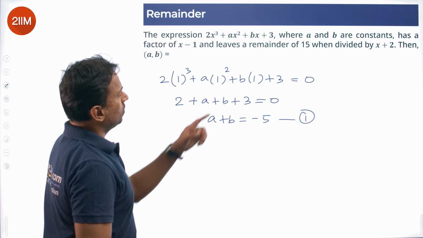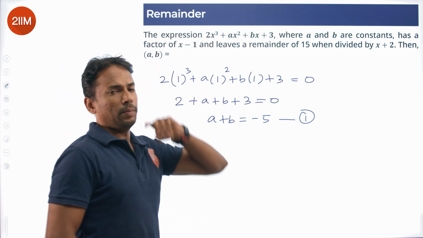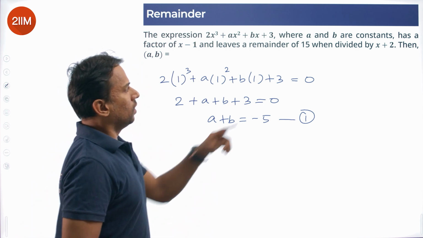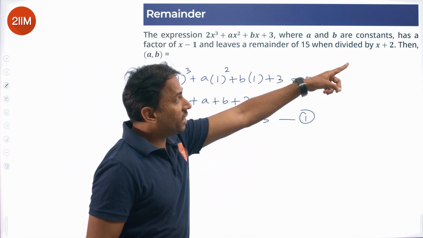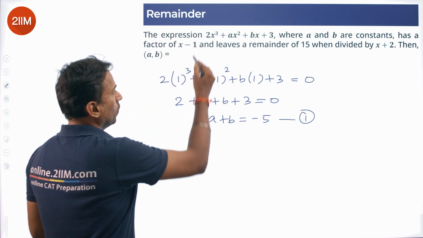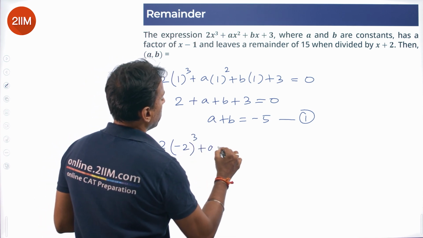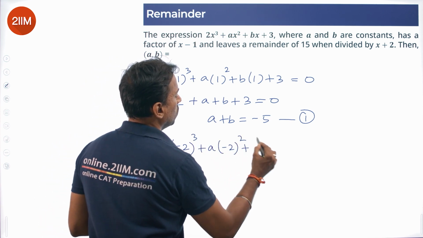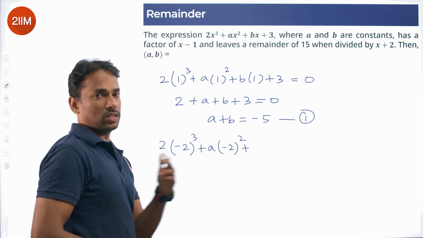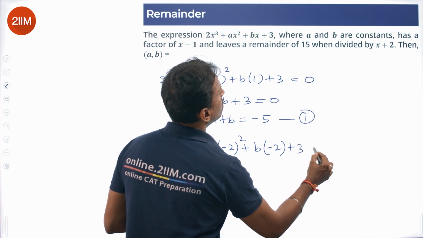Second thing, the same polynomial when divided by x plus 2 will leave a remainder of 15. That means when we take x equal to minus 2 in this polynomial, we put 2 into minus 2 cube plus a into minus 2 square. Wherever x comes, we'll replace it with minus 2. b into minus 2 plus 3. This will be equal to 15.